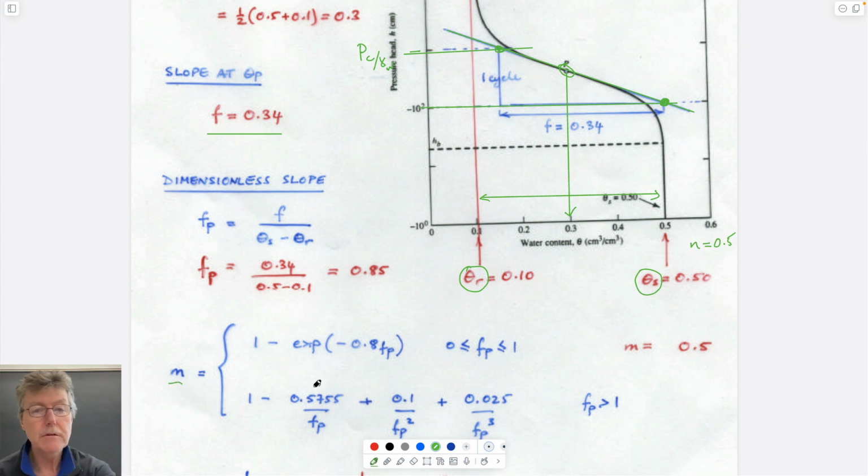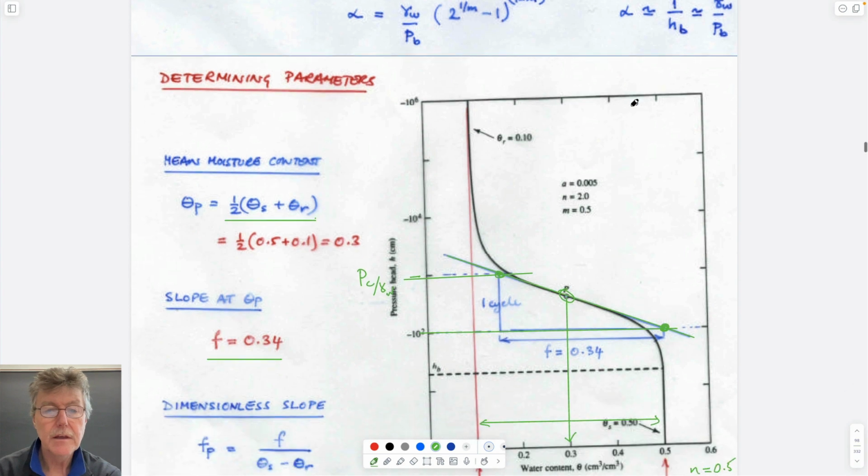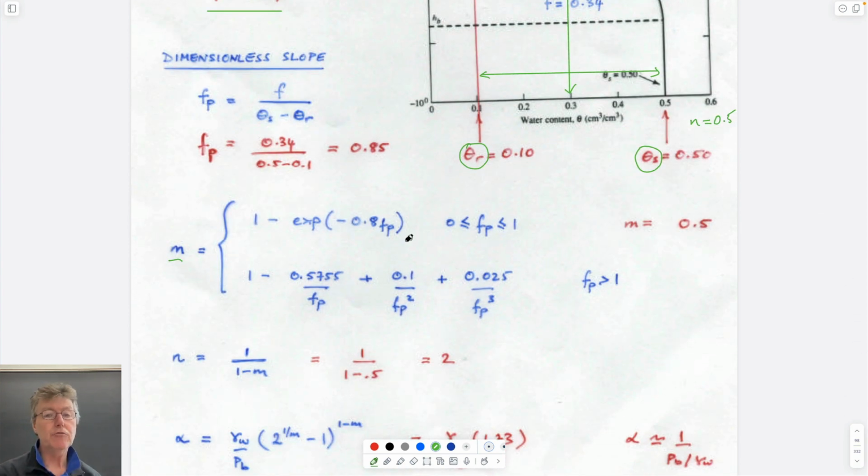If we want this term m, which is one of these terms that we have here, which is this exponent, then we get m merely by looking at the range of this value of f sub p, which in our case is equal to 0.85 from doing this calculation. It's between 0 and 1, so we put 0.85 into this expression here, do the math, and it comes out to be this. If it was greater than 1, we'd use another expression, which we don't have to do here. So we have one of the terms that define our system.